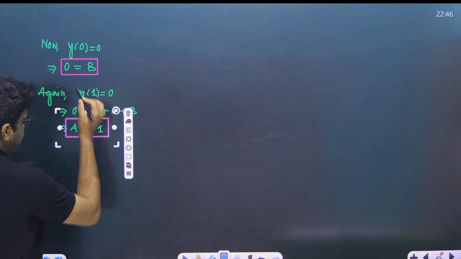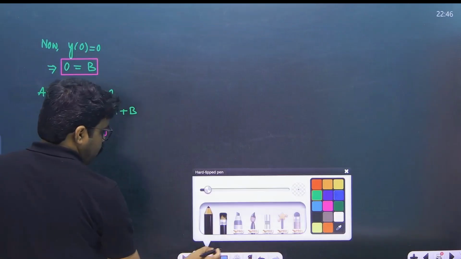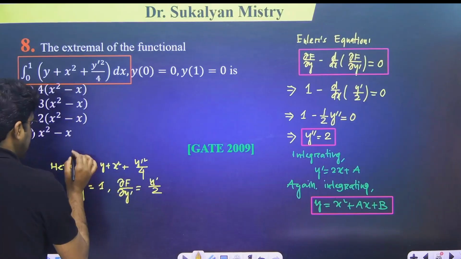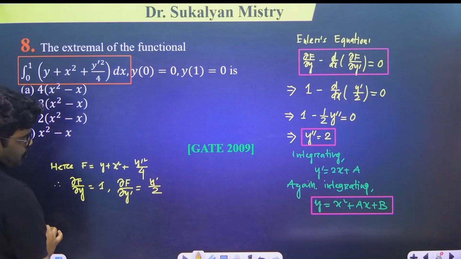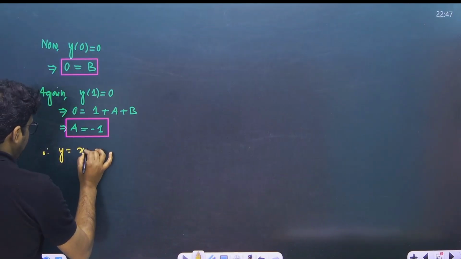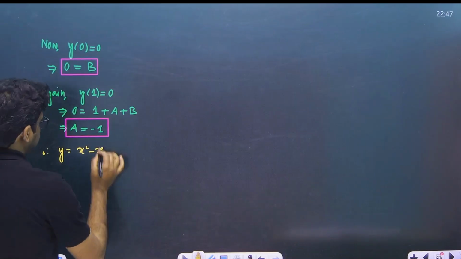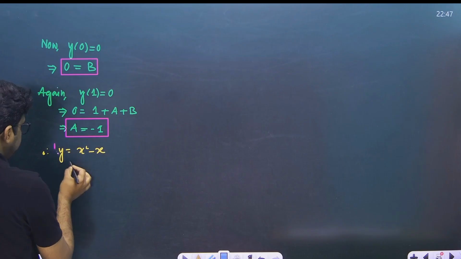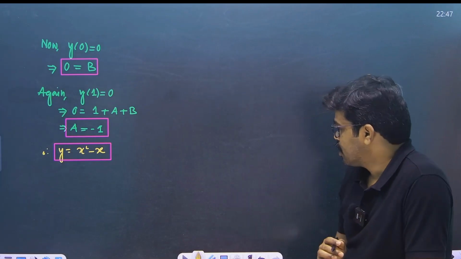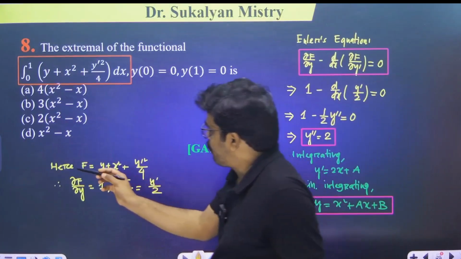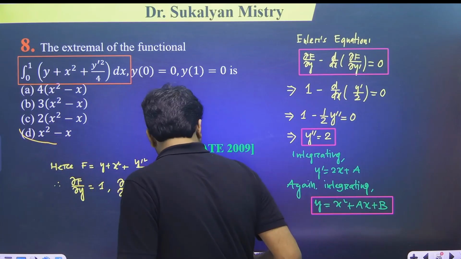So a is minus 1, b is 0. So what is the solution? Therefore y is equal to x square plus ax, a is minus 1, plus b, b is 0. So y is equal to x square minus x, right? So this is the answer. So option D is the correct answer.